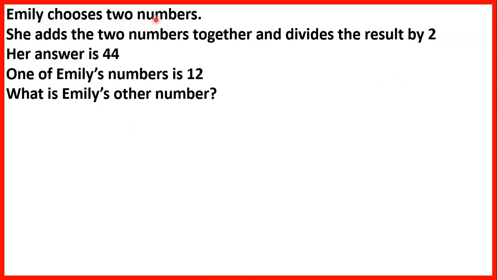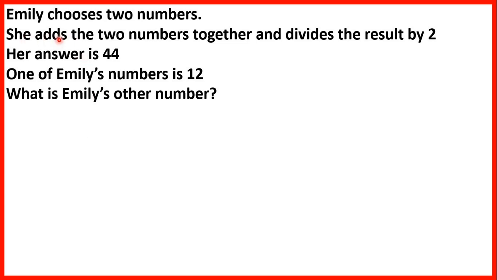Emily chooses 2 numbers. She adds the 2 numbers together and divides the result by 2. Her answer is 44. One of Emily's numbers is 12. What is Emily's other number? So we can solve this by working backwards. And to do that, what we can do is draw a diagram to show what's happened.